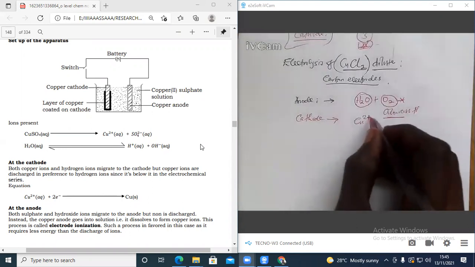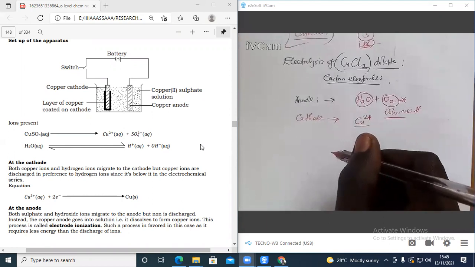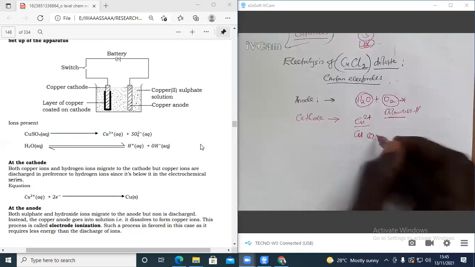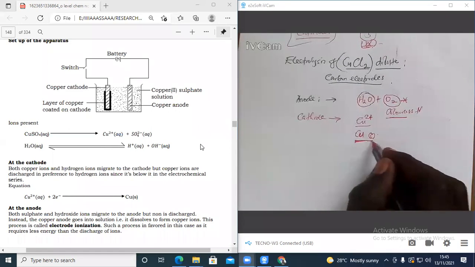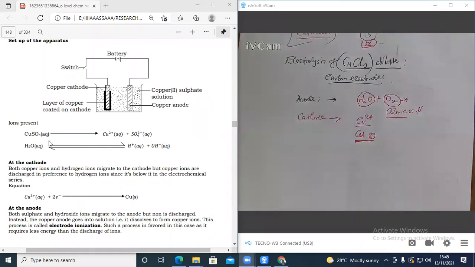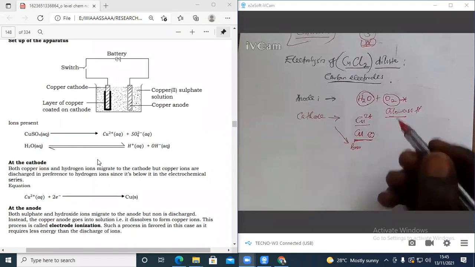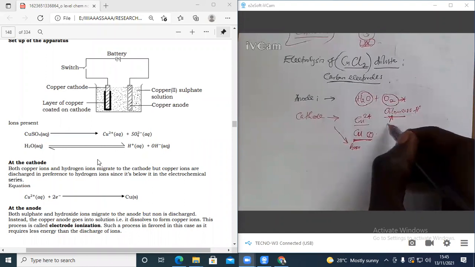Copper ions. Is it copper ions or copper solid deposited? It's copper solid deposited. Very good. So you expect to see a copper solid at the cathode. What is the color of copper? Is it white or brown? Brown. So we expect to see a brown solid deposited at the cathode and the oxygen gas at the anode.